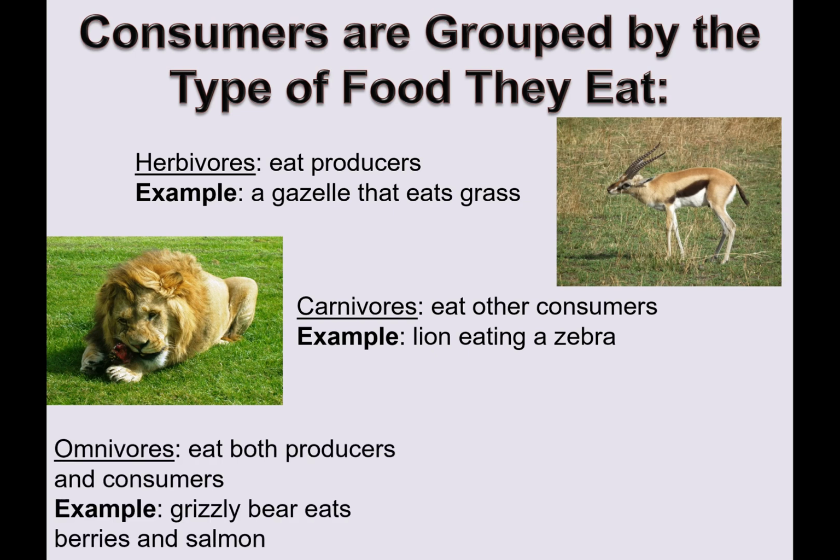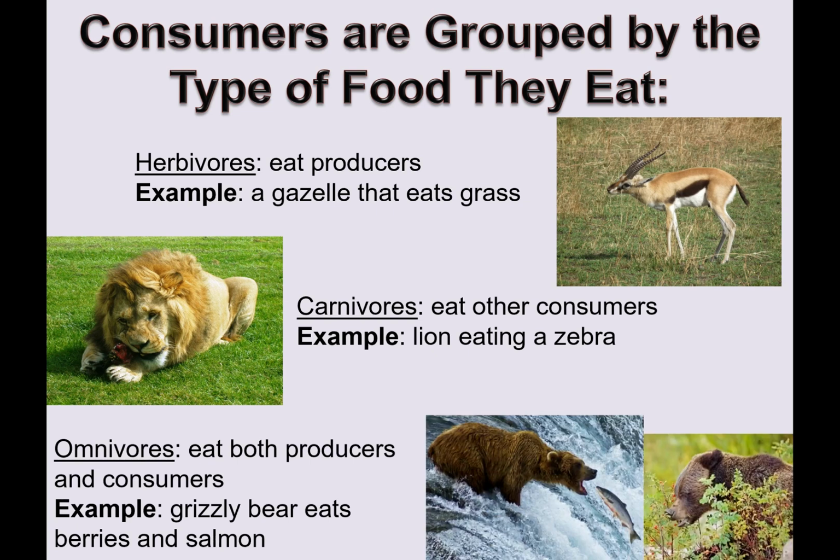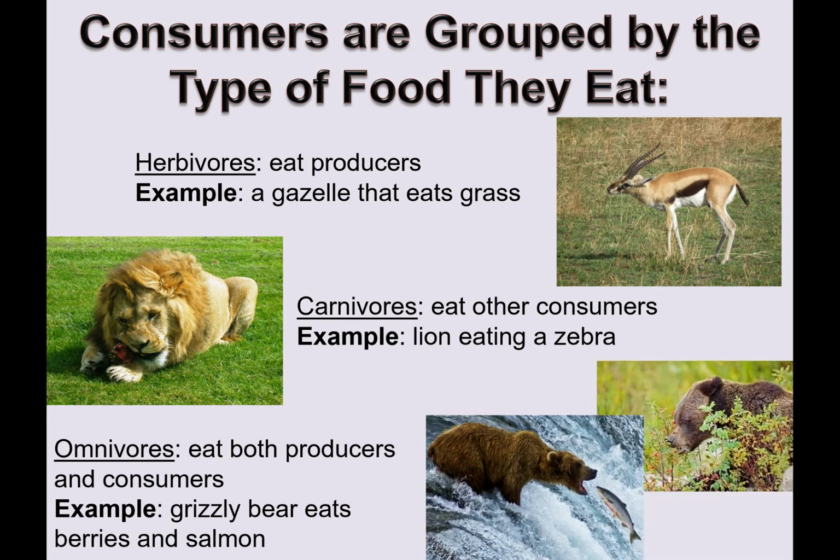And omnivores, you might consider yourself this if you have a diet where you eat both plant and meat, right? A lot of humans are considered to be omnivores. We eat both, right? You eat vegetables, but you probably have meat for protein in your diet, again, unless you're vegan. And here's an example with a grizzly bear. Grizzly bears are pretty ferocious looking, but in this case, they actually are omnivores. They eat berries and they also eat salmon. So this is you eating the producer and also eating another consumer, the fish.